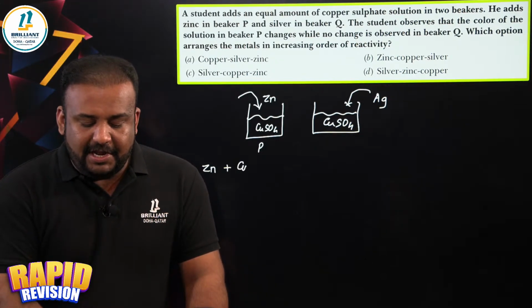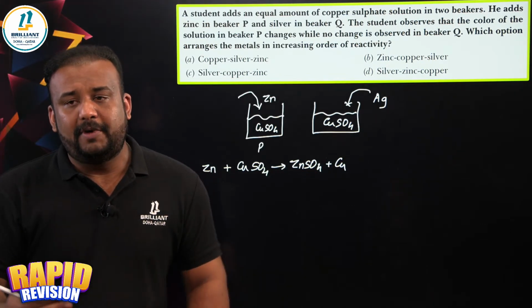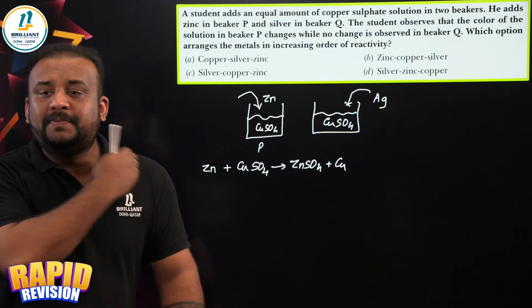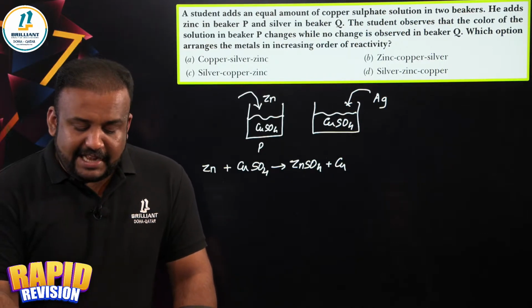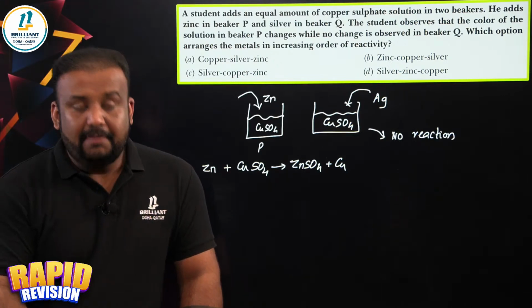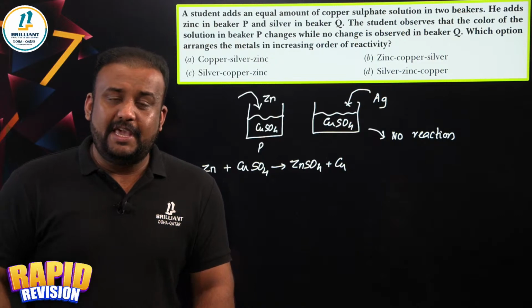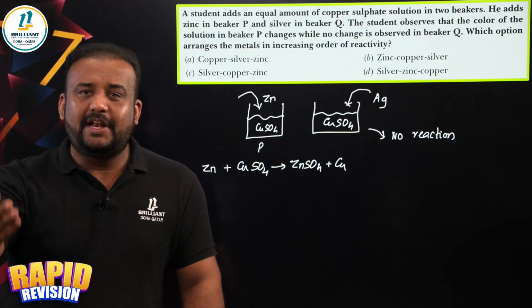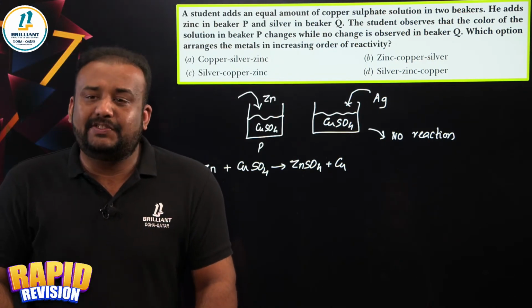So what would have happened here? Zinc when added to copper sulfate becomes zinc sulfate plus copper. You know that zinc is more reactive than copper, and it is very evident from this observation, because it is showing a displacement here. Whereas in this beaker there is no reaction. What does that mean? It means silver is not able to displace copper. If silver was more reactive than copper, obviously there would be a change in this beaker as well.